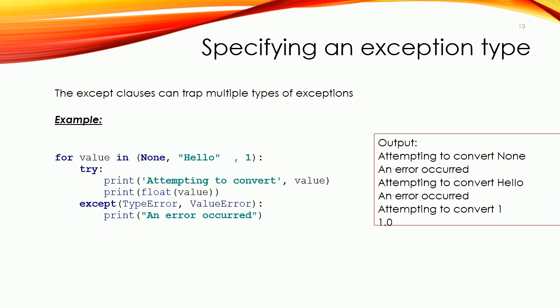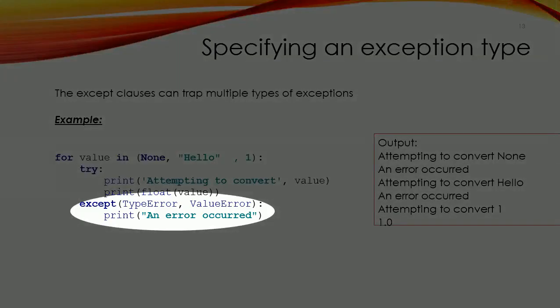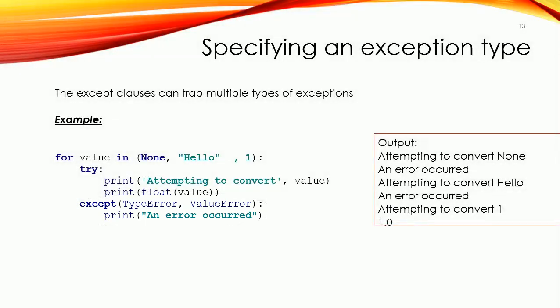In Python, the except clause can trap multiple types of exceptions. For example, we have here two types of exception, type error and value error. When we try to convert none to float, we will get a type error. However, when we try to convert string into float, in this case, we will get a value error. Converting 1 into float will raise no exceptions.